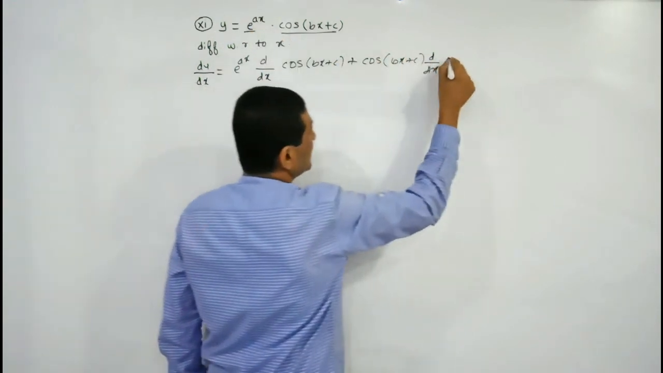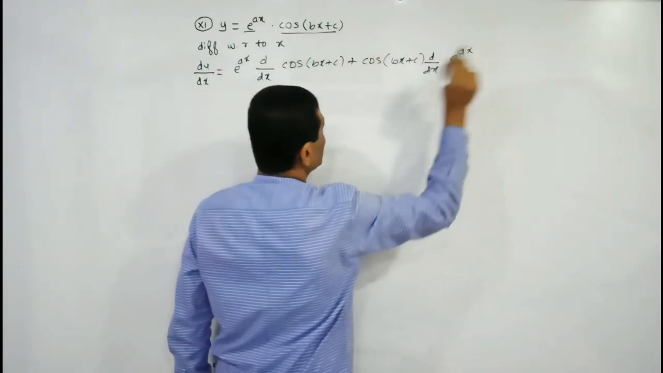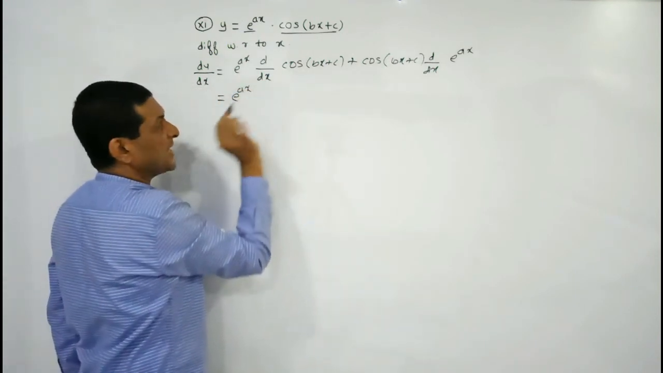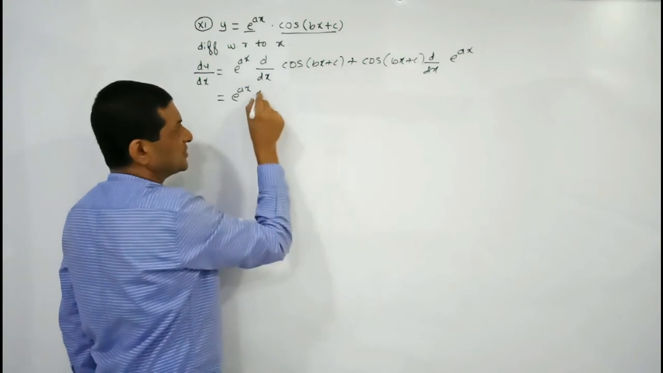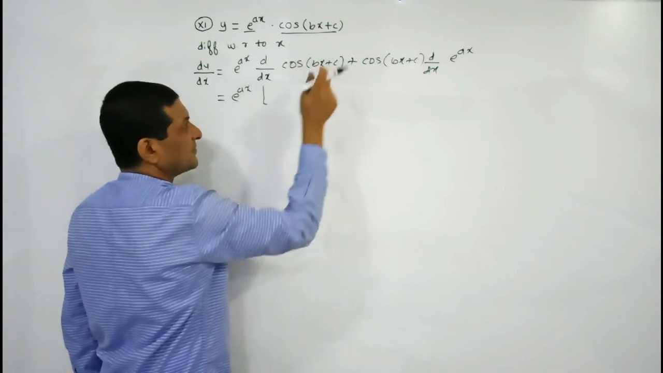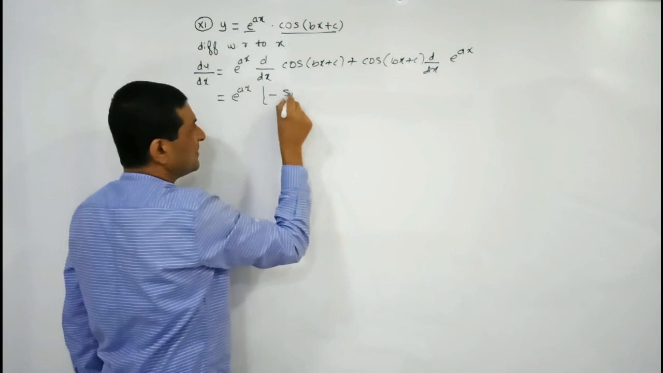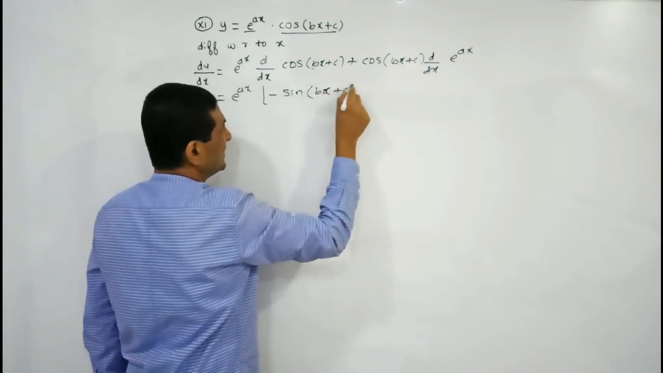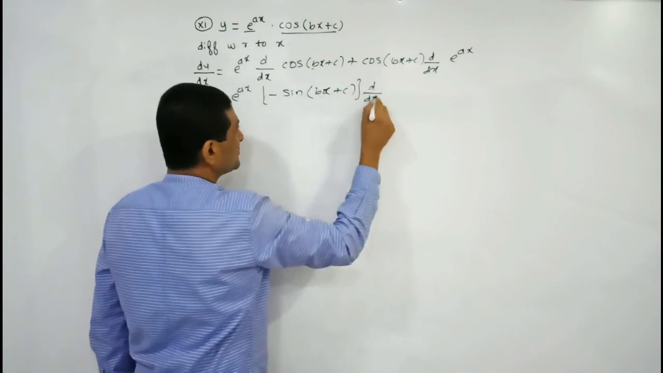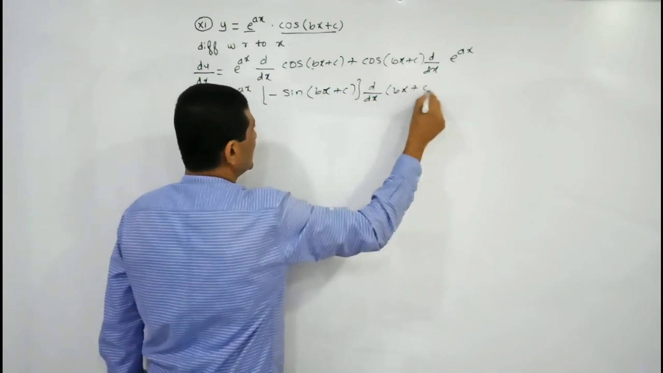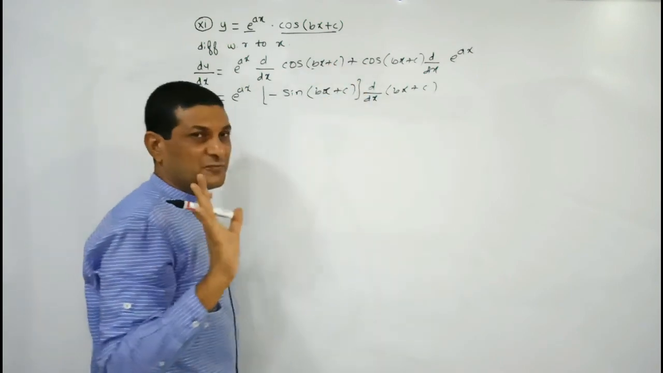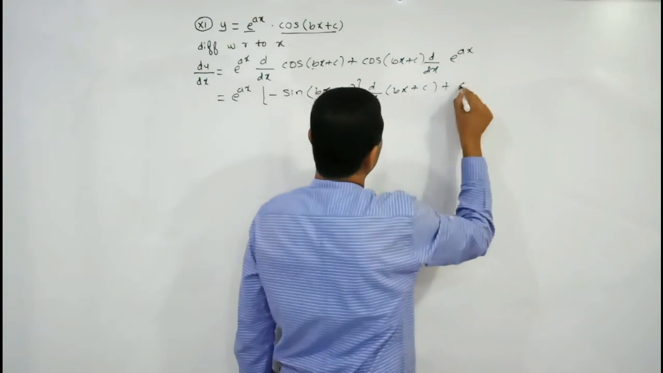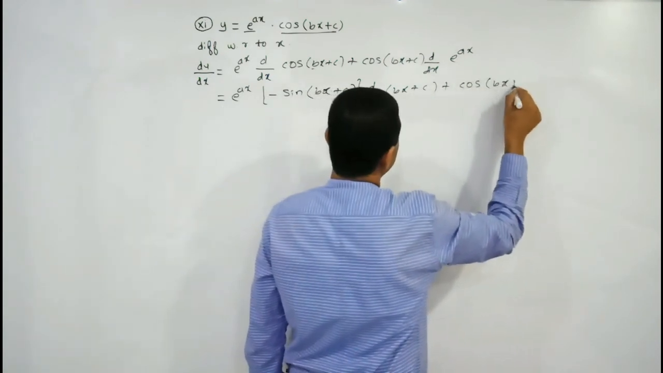Derivative of the first term is the derivative of e raised to power x, isn't it? So here, e raised to power ax, keep it as it is. Now we are finding its differentiation. It is in the form of cos f of x. What is the derivative of cos f of x? It will be minus sin f of x, where f of x is bx plus c, into the derivative of f of x, meaning the derivative of bx plus c. We are simply applying standard formulas to find the differentiation. Here keep this term, cos of bx plus c, as it is.